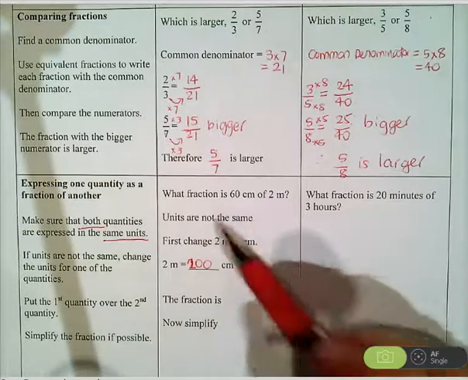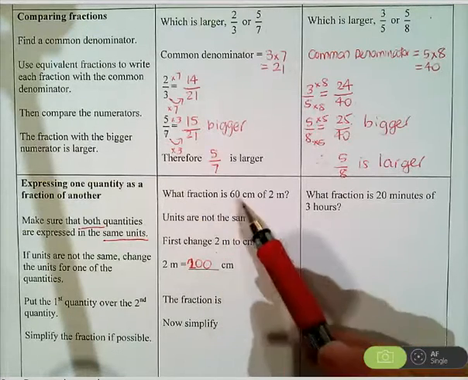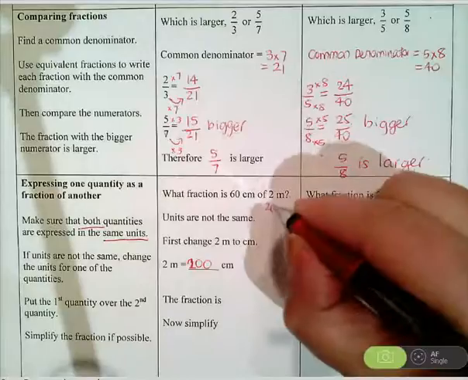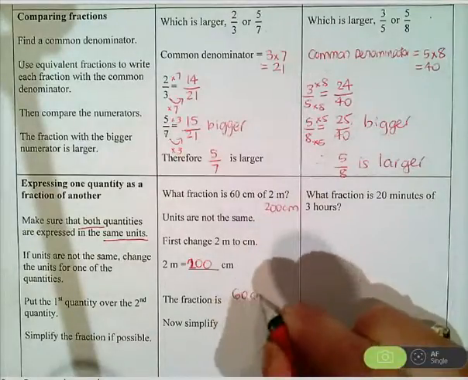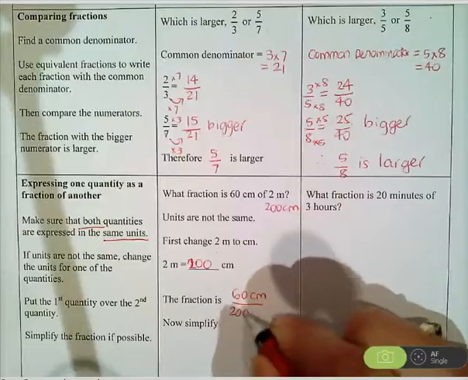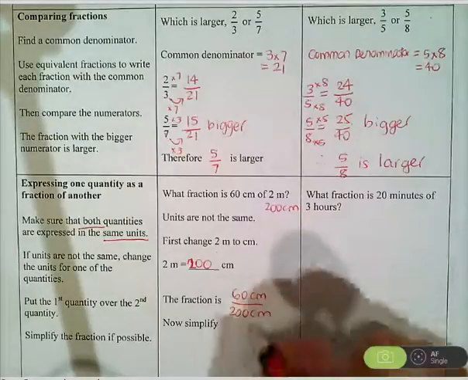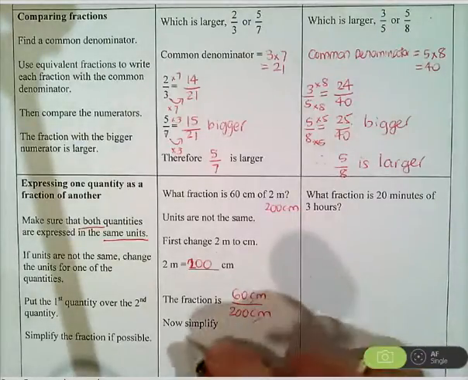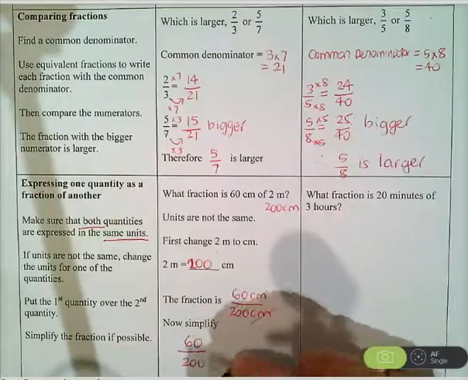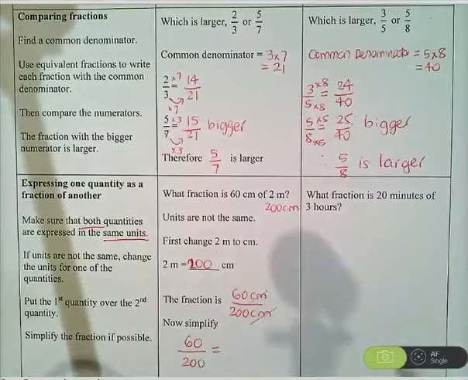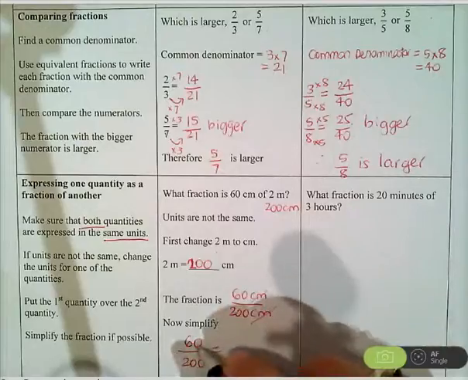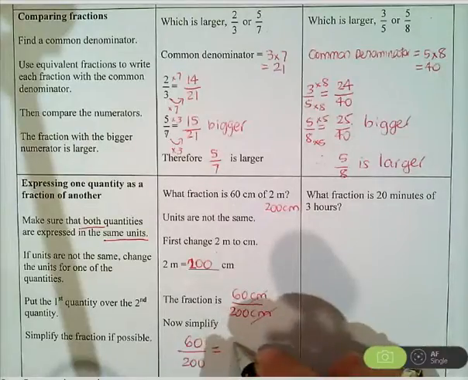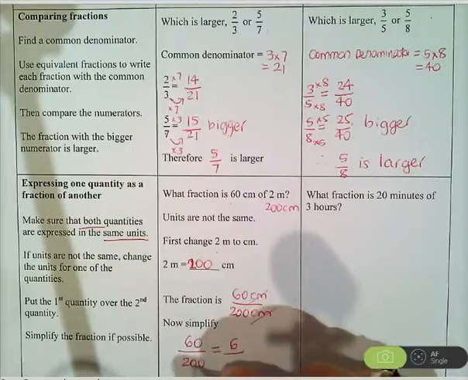So therefore the question now becomes, what fraction is 60 centimeters of 200 centimeters? So we just write that fraction as 60 centimeters over 200 centimeters. And because the units are the same, we can cross them off. And so what we're going to do, we now need to simplify this fraction. Okay, so 60 over 200. You can divide them both by 10. 60 divided by 10 is 6, and 200 divided by 10 is 20.